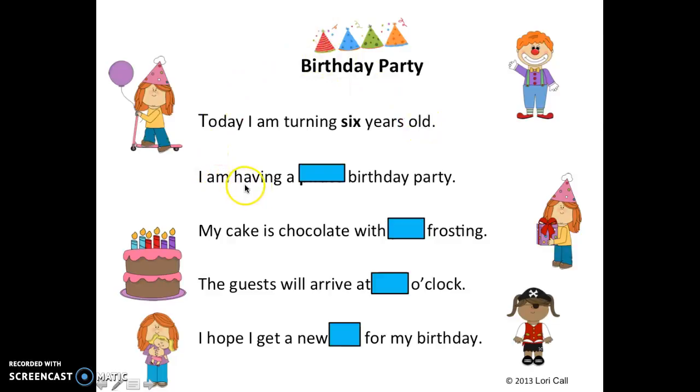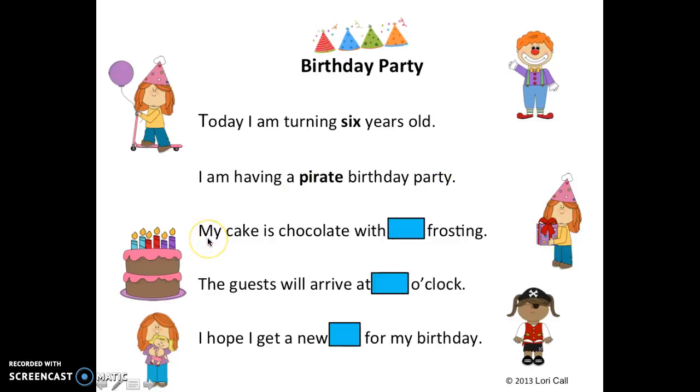I am having a blank birthday party. Okay, I skipped that tricky word. Now I'm going to try it again. I am having a... I do remember seeing a pirate. I wonder if it's a pirate birthday. Let's look at the rest of the word. I am having a pirate birthday party.